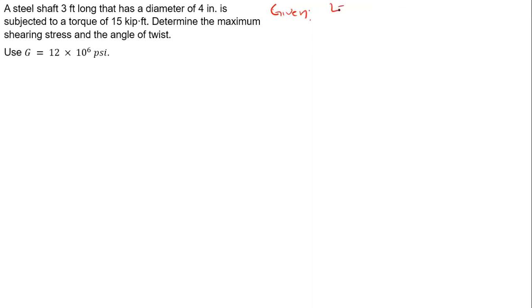So given tayo ng length na 3 feet. So given tayo ng diameter na 4 inches. Given tayo ng torque na 15 kip per feet. And then value of G na 12 times 10 raised to 6 psi. So drawing muna tayo na FBD.